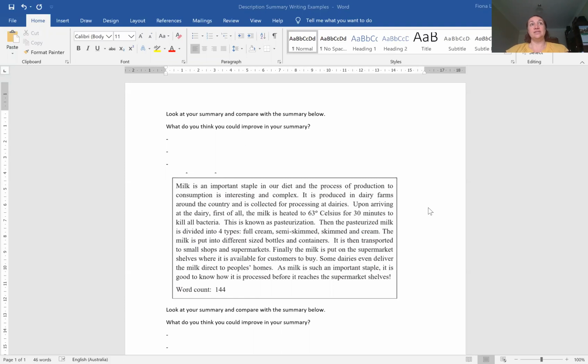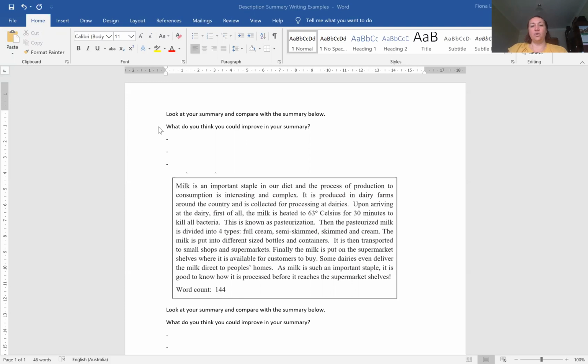Okay, so as I said, please take this really seriously. It's really important, and it does go towards 20% of your final assessment. So the first one, you can see here, "milk is an important staple," etc. This is an example of what you probably should have written for yours. It comes to 144 words. What I want you to do after this recording, for the rest of the class, for your work time, is to get your description, get this description, and compare the two of them.